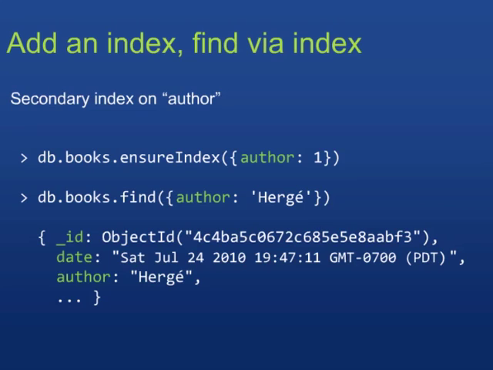So here I say db.books.find author:hergé. Forgive my poor French pronunciation, and now I find my book back. So the parameters of the find clause are a lot like the where clause in a SQL query. I can specify attributes in my documents that I want to match against, and the database is going to go find the documents that match that query.